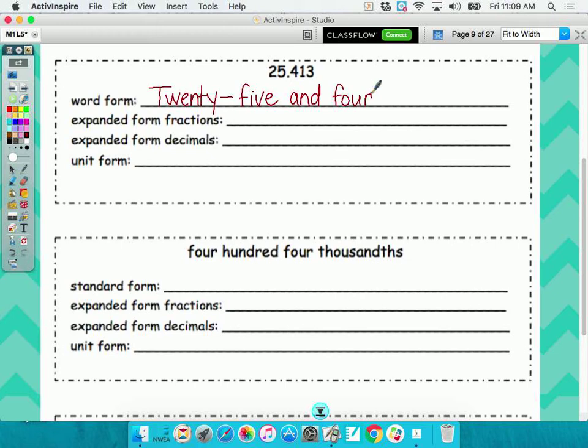How is word form different from unit form? It just has words. No numbers, no numerals, just words, and some symbols. Okay, double check yours with mine. Notice where my only capital letter is. The very first word.